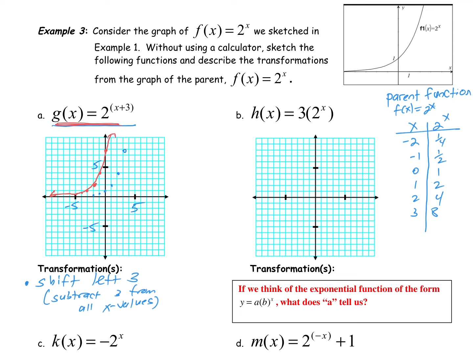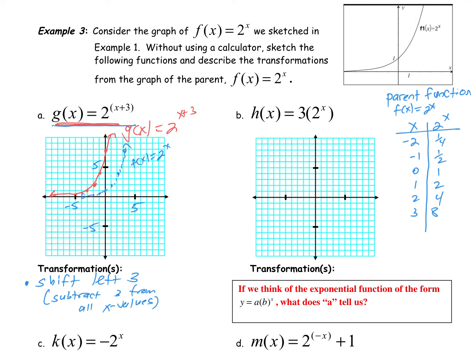And so this function right here is our transformed function, where the graph is shifted left 3 relative to the parent. The parent function, I'll just dash that function in. So the blue function is f of x equals 2 to the x. Let's take a look at our next function.